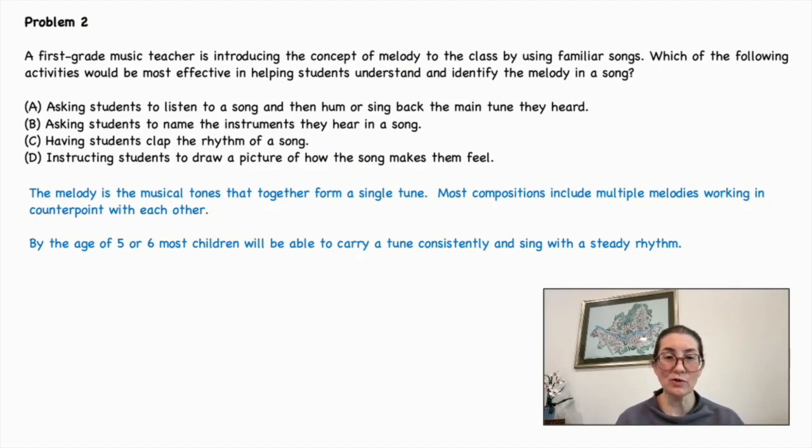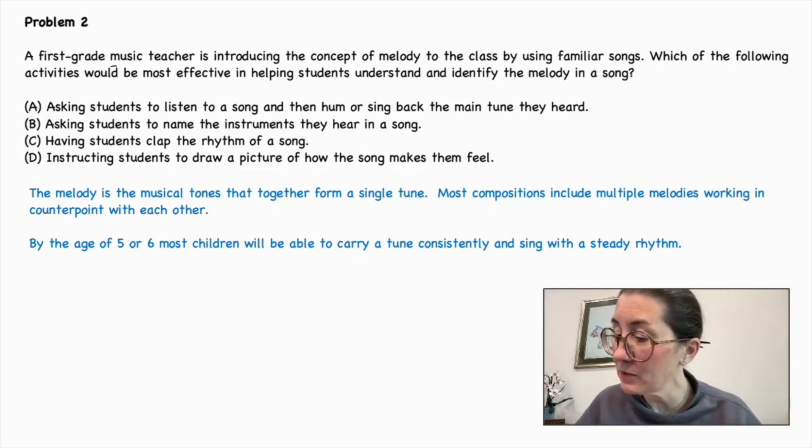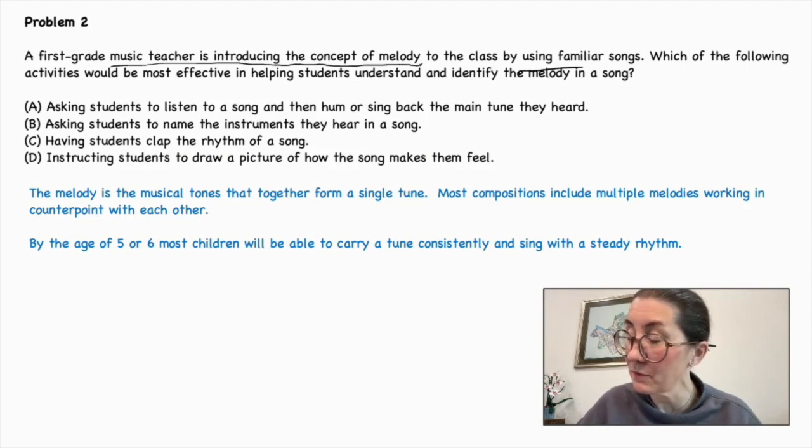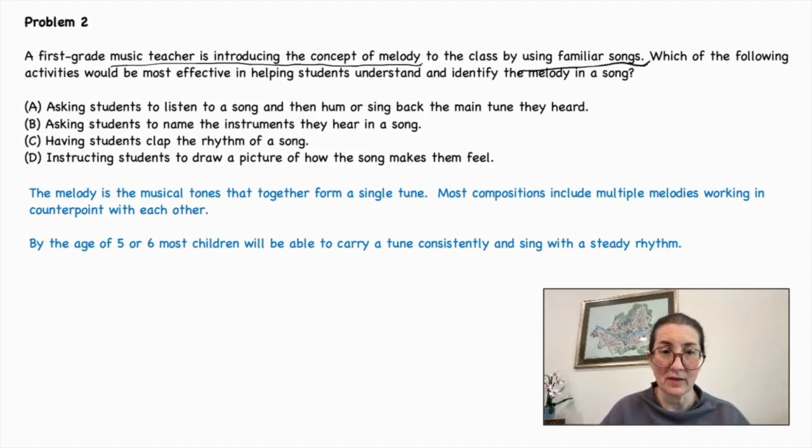Now let's look at what a melody is. The melody is the musical tones that together form a single tune. Most compositions include multiple melodies working in counterpoint with each other. But our question is talking about the music teacher introducing the concept of melody and using familiar songs. Now, by the age of 5 or 6, most children will be able to carry a tune consistently and sing with a steady rhythm. So let's go through each of the answers again.